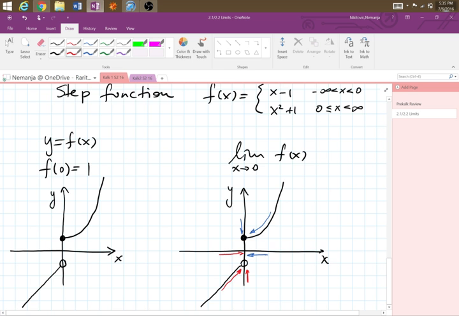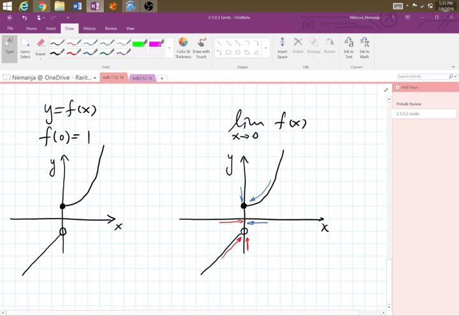And now we are running into an issue where they're not the same. So what's the verdict? Does not exist. The limit does not exist. So the functional value is 1, but the limit doesn't exist.